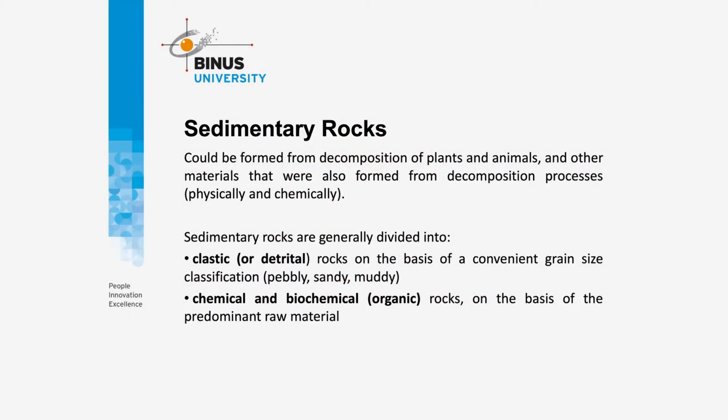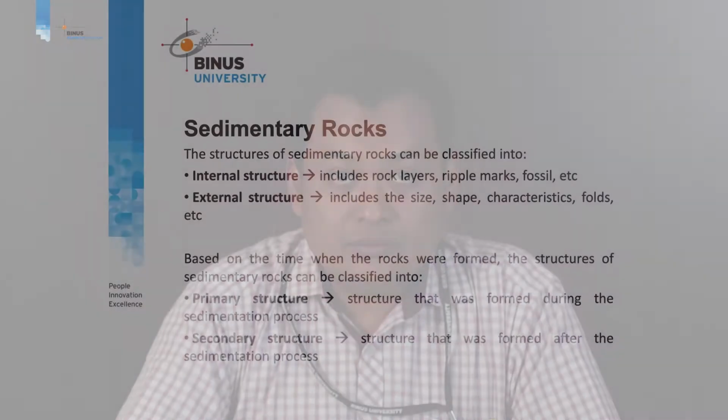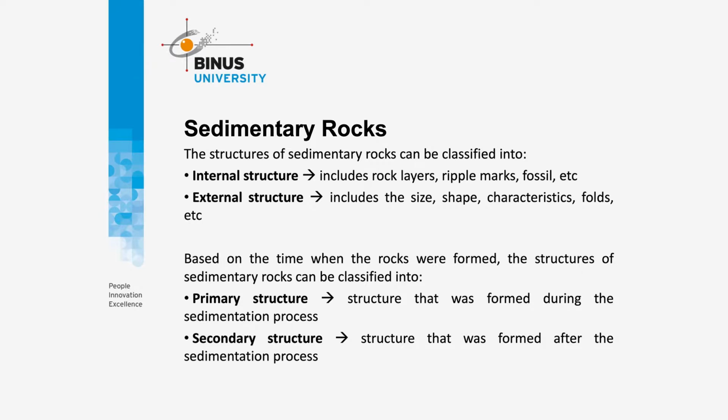Sedimentary rocks are generally divided into first, clastics or detrital, and second, chemical and biochemical organic rocks. The texture of sedimentary rocks can be classified into first, clastic texture, and second, non-clastic texture. The structure of sedimentary rocks can be classified into internal structure and external structure. Based on the time when the rock was formed, the structures of sedimentary rock can be classified into primary structure and secondary structure.